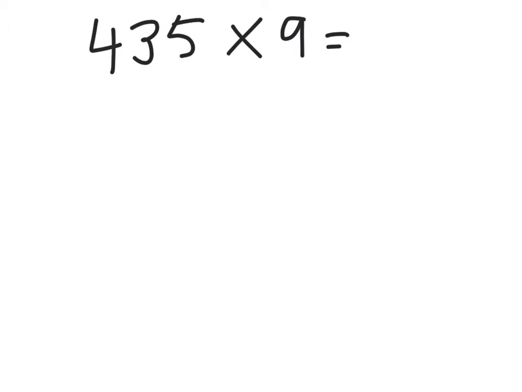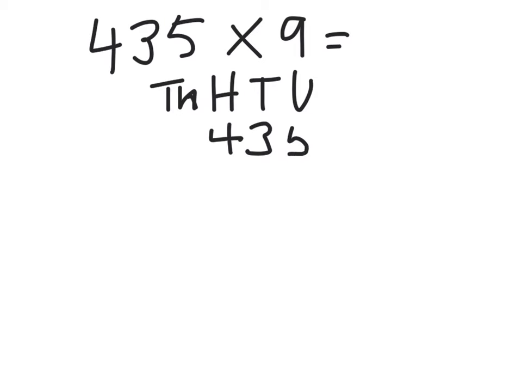So I start out by writing my thousands, hundreds, tens and units, because for this method we use columns, a little bit like when we do column method addition or subtraction. So now I'm going to fill in my question. So 435 multiplied by 9, and you'll notice it looks very similar at the moment to column method addition or subtraction.